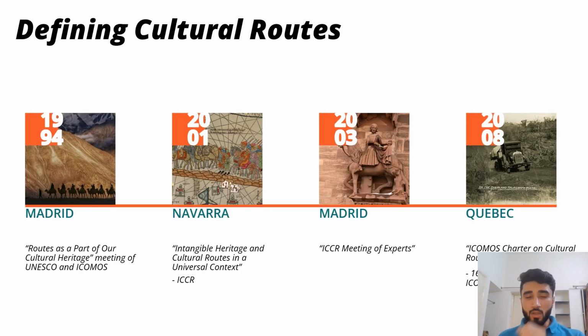Then coming on to the slide defining cultural roots. For the context of cultural root, four definitions were given in a timeline shown here. The concept was first discussed in 1994 and the final definition came out in 2008 under the ICOMOS Charter on Cultural Roots.